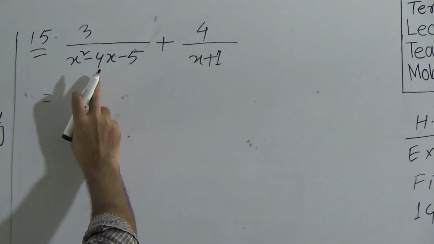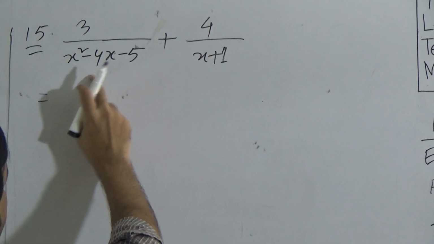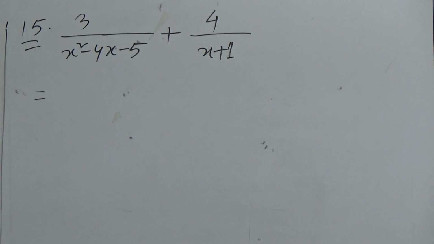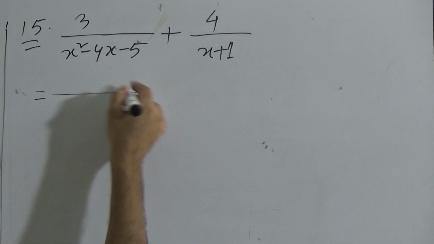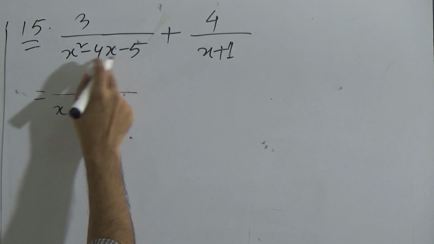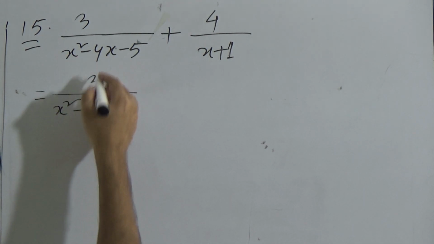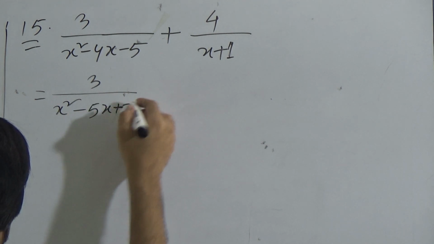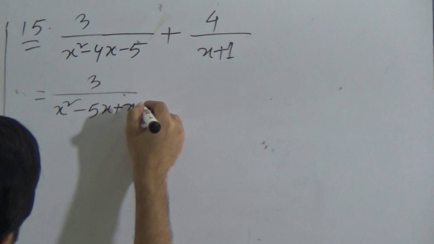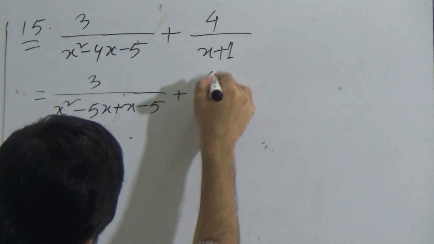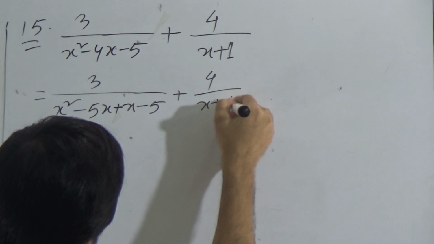Okay, now we have to do the LCM of these two denominators. To do the LCM, at first we have to factorize the first denominator of the first fraction. If we factorize, this is a middle term, so we have to split it. We can express the middle term as 5x plus x in this way. Now we can write here, for this fraction, the rest will remain the same.